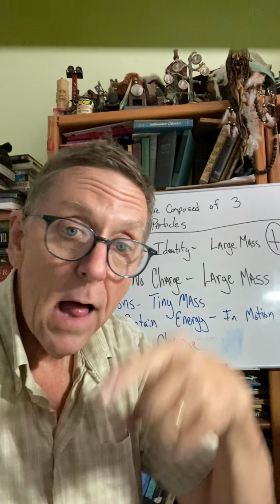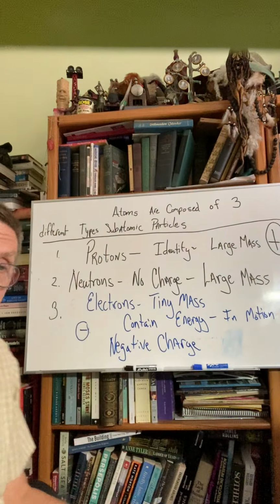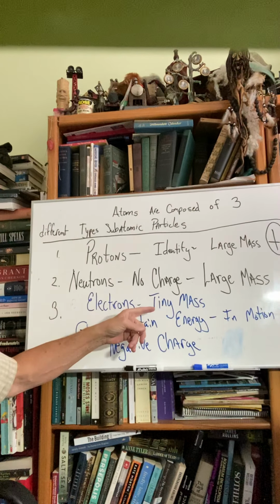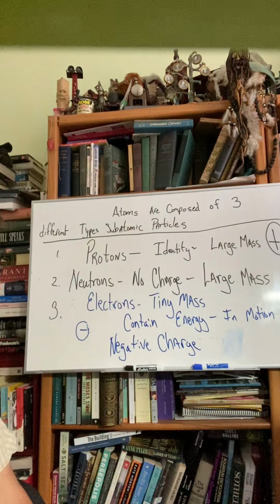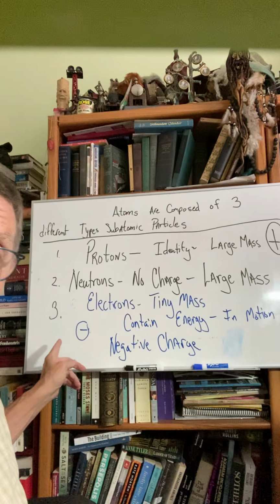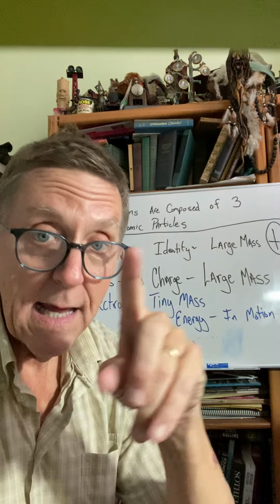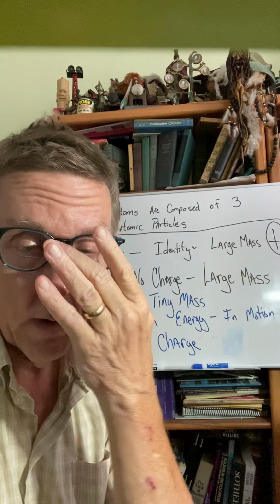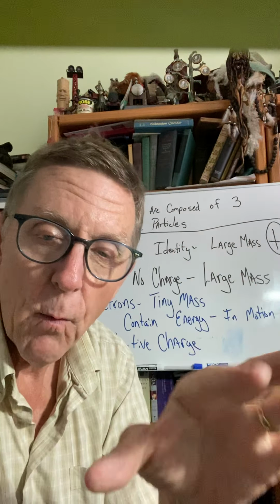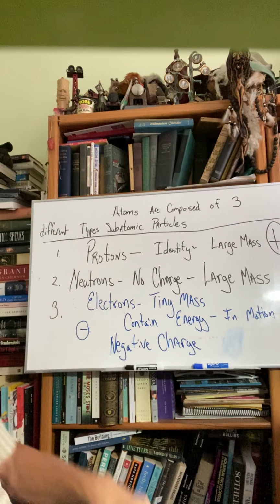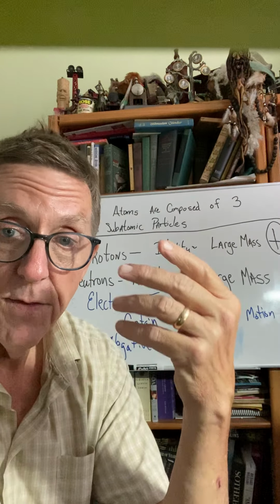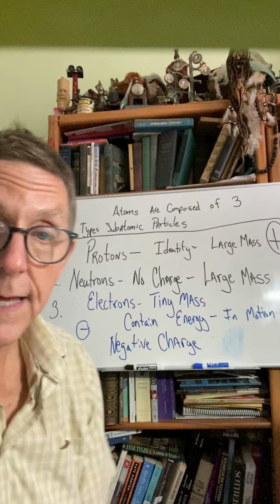Now, I said flying around outside we have these electrons. And we said they are tiny, 1/2000th the mass of these other two kinds of particles. They're negative. What about that? Positives and negatives attract. So you start out with an equal number of electrons to protons. So if you had 3 protons, you would have 3 electrons.